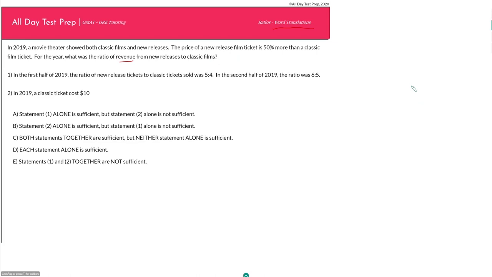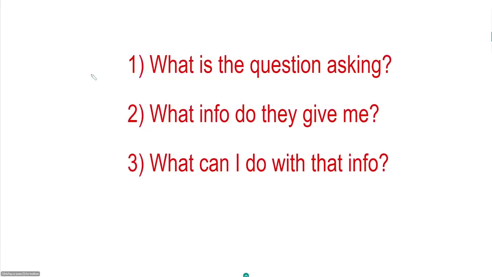For this question, especially when you're trying to extract the maximum information from the prompt but maybe you're unsure how to do that, you're very tempted to look at the statements. The way I always extract maximum information from my data sufficiency prompt is I follow this framework, which a lot of it might sound obvious, but people don't do it. You can always ask yourself three questions. What is the question asking? Like I said, it sounds obvious. People don't do it. What info do they give me? And what can I do with that info?